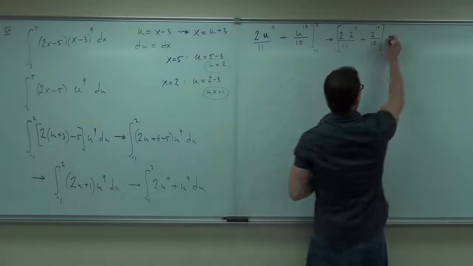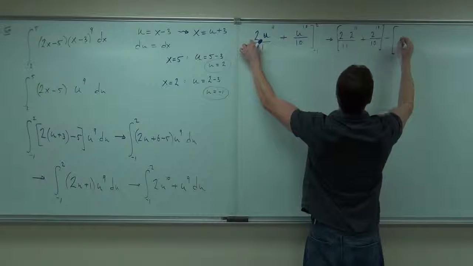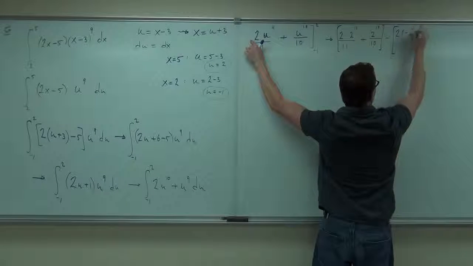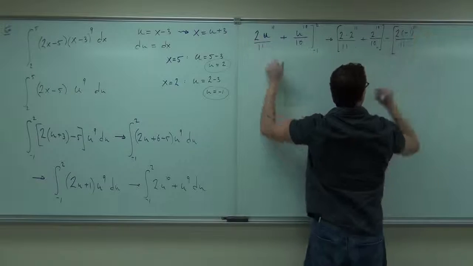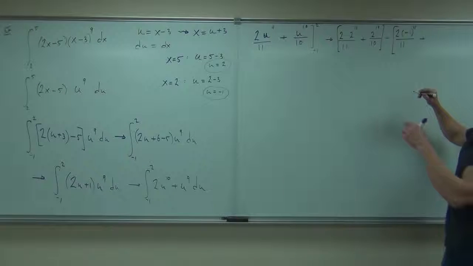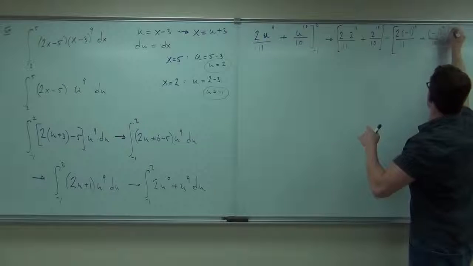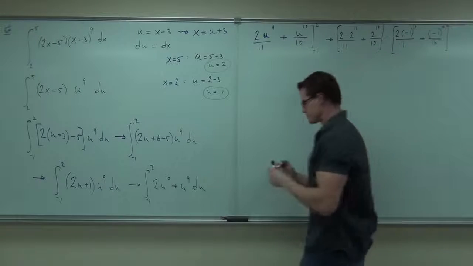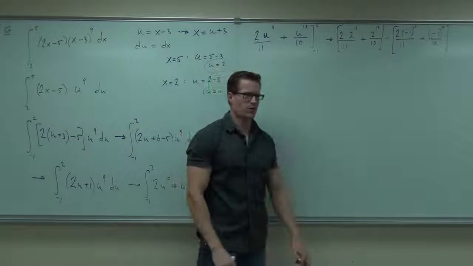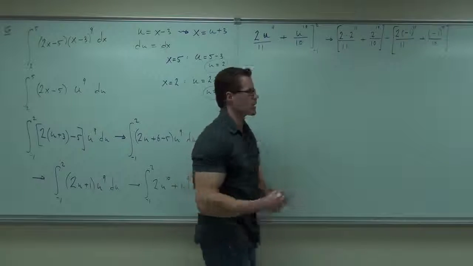Subtract, all right, you gotta do that. And we'll plug in the -1. 2 times -1 to the 11th over 11 plus -1 to the 10th over 10. Oh my, how much is 2 to the 12th? Because that's what that is, that's 2 to the 12th. 2048? Okay, I'll believe you.